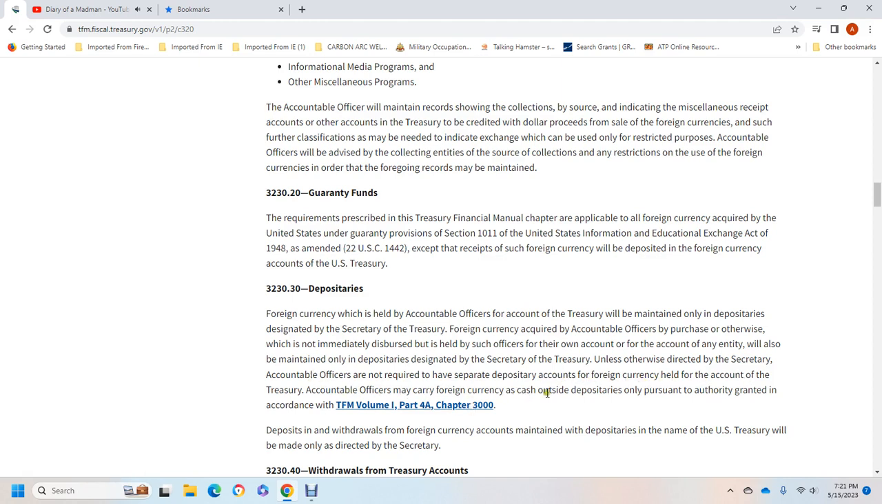The accountable officer made with the current currency cash outside of the depository only for the purpose pursuant to the authority granted with the account of the Treasury Financial Manual Volume 1, Part 4A, Chapter 3000. Deposit and withdrawal of the foreign currency for the account to maintain the depository in the name of the U.S. Treasury will be made only as directed by the Secretary.